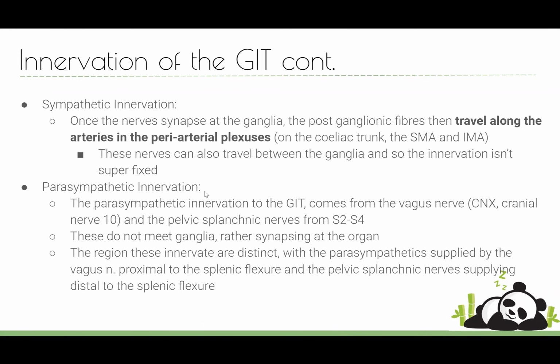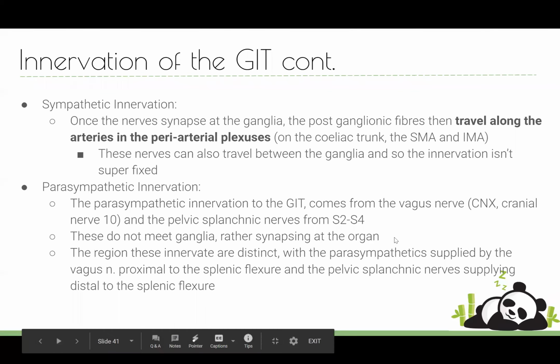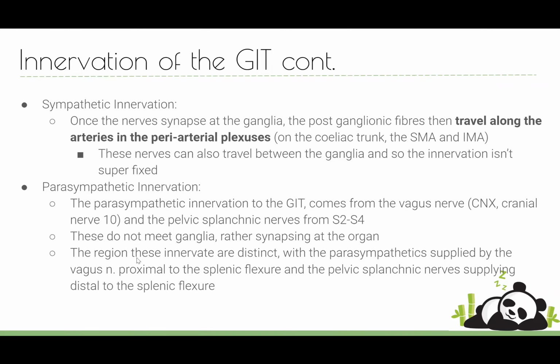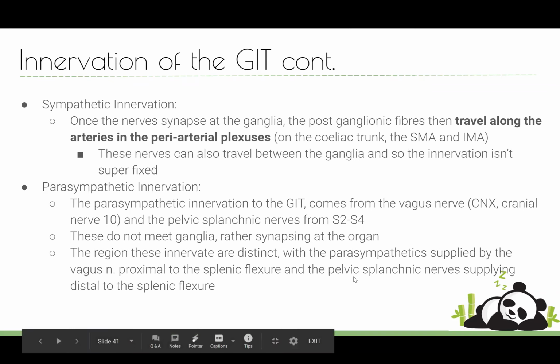The parasympathetic innervation is much simpler. So parasympathetic innervation to the GIT comes from the vagus nerve, which is cranial nerve 10, and the pelvic splanchnic nerves from S2 to S4. They do not meet the ganglia, rather they synapse directly at the organ. So this is a different kind of character, and that's the big difference. These are different regions. So the parasympathetics above the splenic flexure will be supplied by the vagus nerve, whereas after it will be from the pelvic splanchnic nerves.